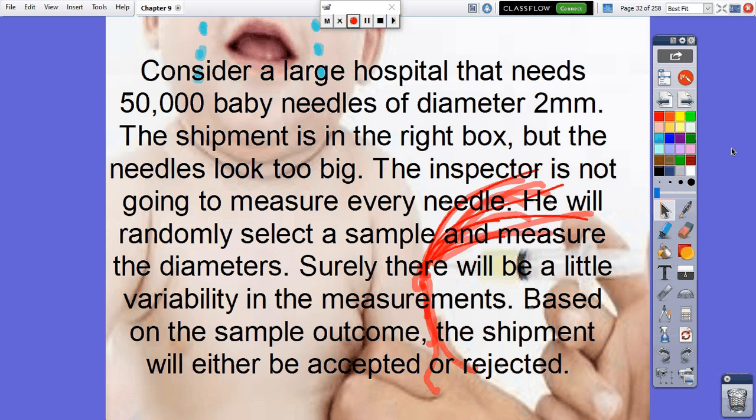All right, so our first scenario we have here, and poor baby in the background's getting, whoa, there's blood coming everywhere. Whew, glad I'm not that baby.